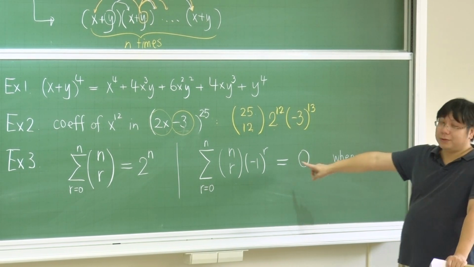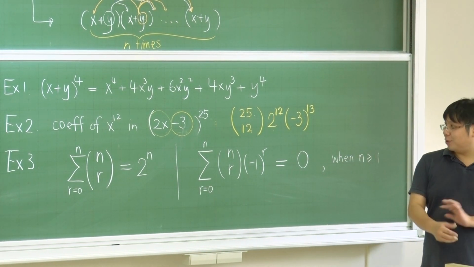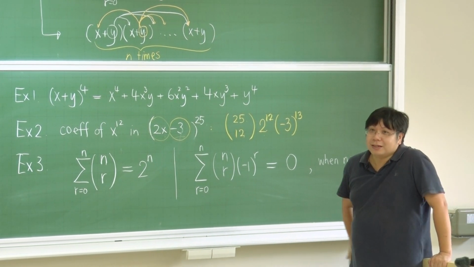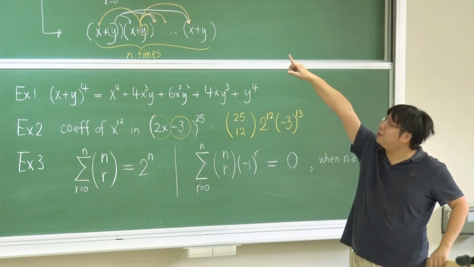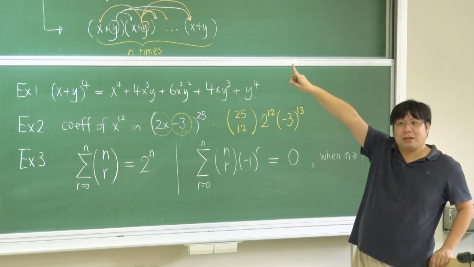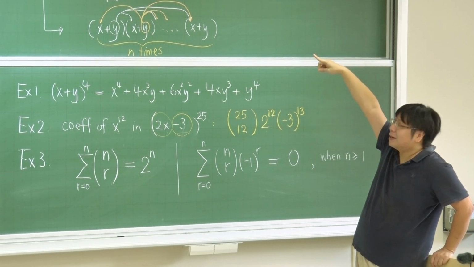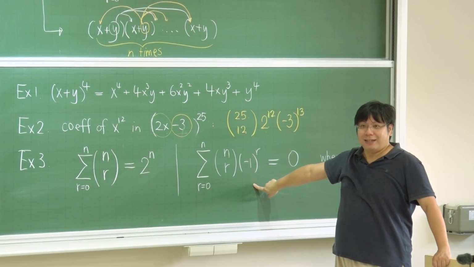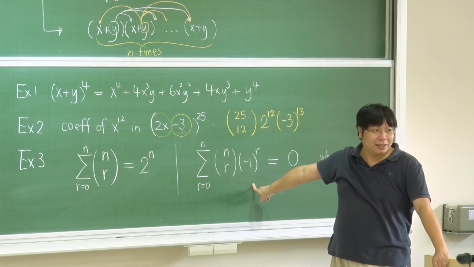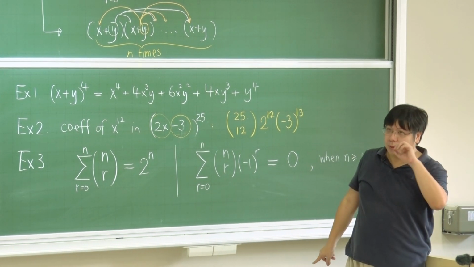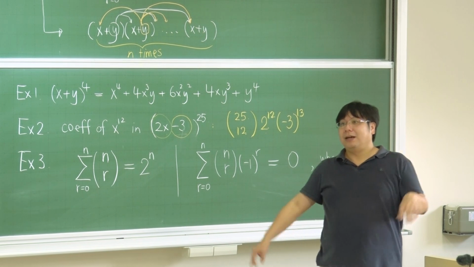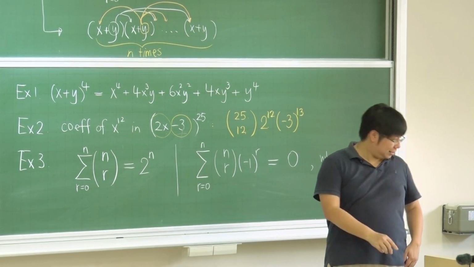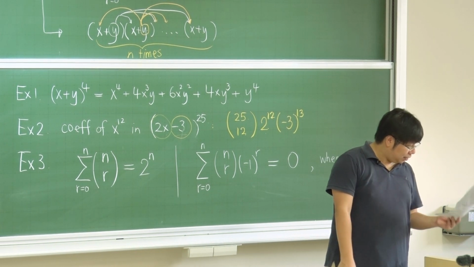Why is it true? And this is also very simple, okay? We set x to be 1, we set y to be minus 1. We get exactly the same thing here. Is that okay? So on the left-hand side, it will be 0 to the power n. On the right-hand side, it will be the same term that we have here. Is that okay? So this is it.